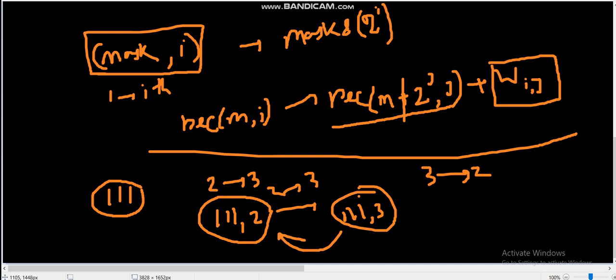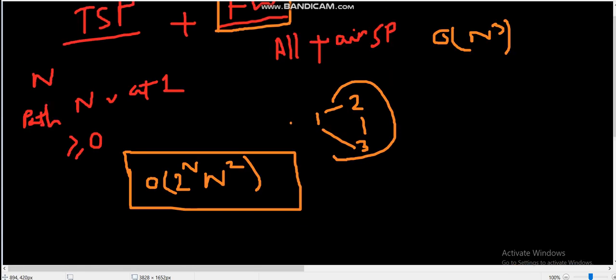There is a loop. But let's say 2 to 3 is also a negative edge and 3 to 2 is also a negative edge, then it becomes a negative weight cycle, and the problem statement says that a negative weight cycle is not possible. Now I will give you another cool observation.